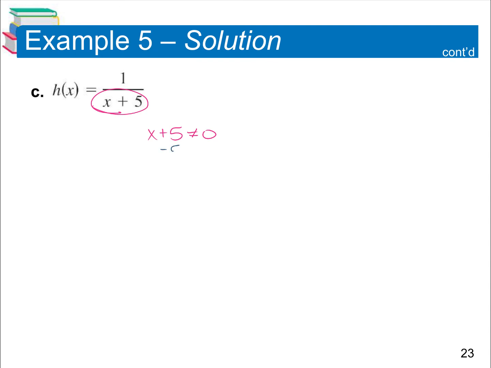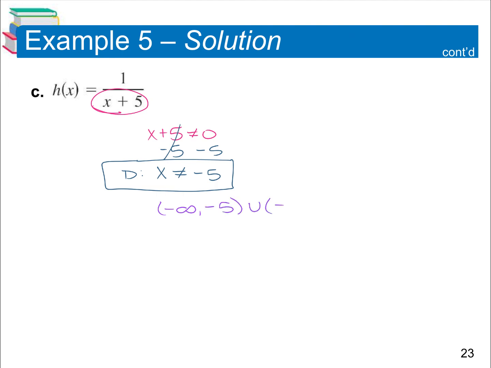So we're going to move that 5 over, subtracting it from both sides, and you have that x cannot equal negative 5. So your domain would just be x, anything other than negative 5. So x cannot equal negative 5. If you were to write this in interval notation like we did in the beginning of your chapter, which I'm not going to require you to do, you would go from negative infinity up to negative 5 with a union from negative 5 to positive infinity. So that just represents that it's every number other than negative 5.